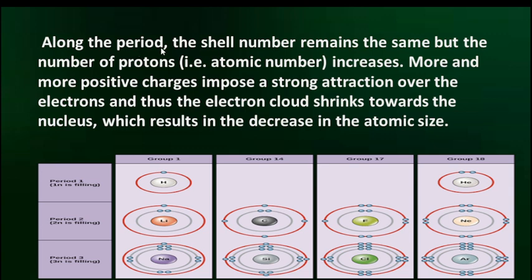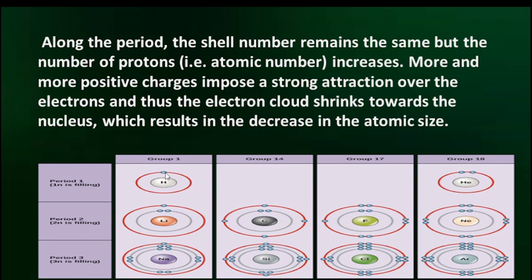Along the period, the shell number remains the same. This is the period, and the shell number is also the same. In the first period, there is 1 shell, the first hydrogen. In the second period, there are 2 shells. In the first shell, it is possible to occupy only 2 electrons.